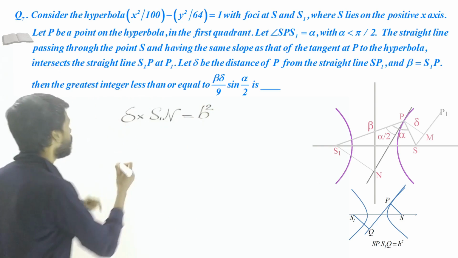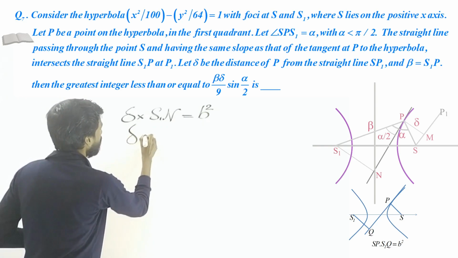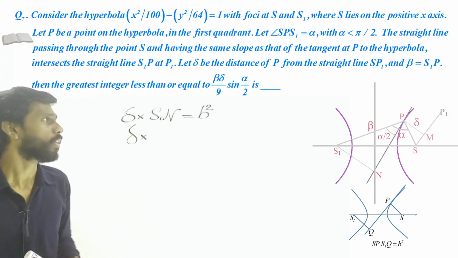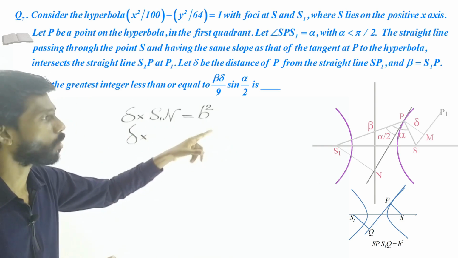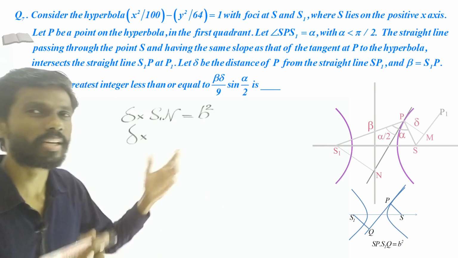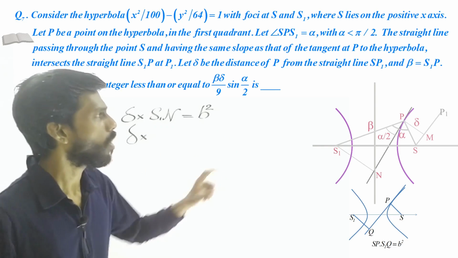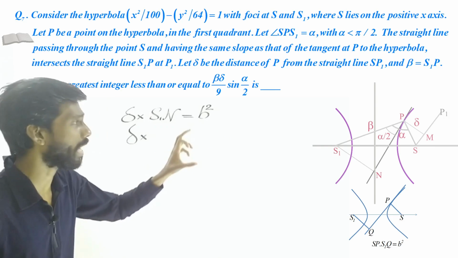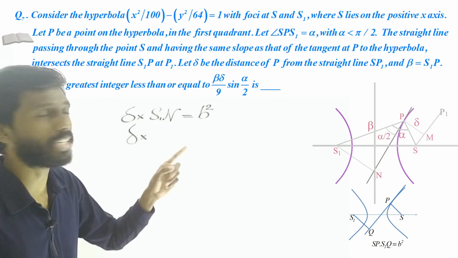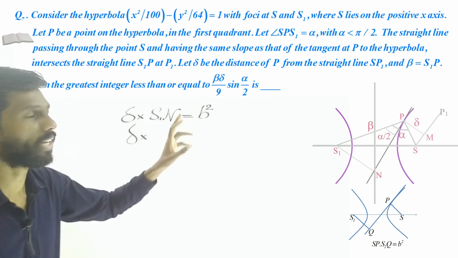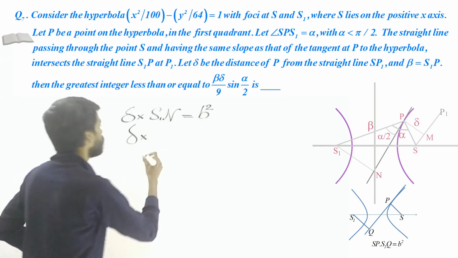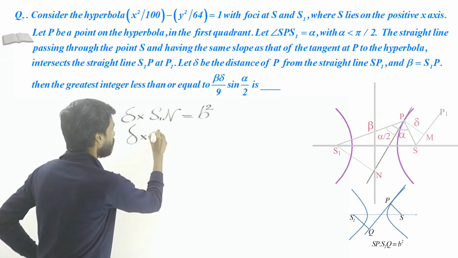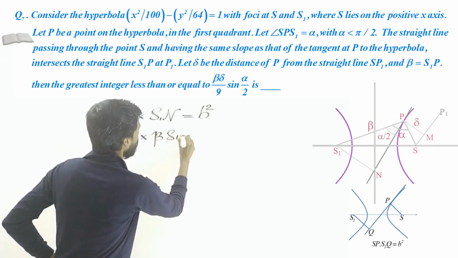Delta is given in the question, so we can leave it as it is. But what is S1N? SNP is a right angle triangle, so we can use a trigonometric ratio. Take sine of alpha by 2. What is sine alpha by 2? That is the opposite side, S1N, divided by the hypotenuse, that is beta. So S1N divided by beta is sine alpha by 2. That means S1N is beta sine alpha by 2.